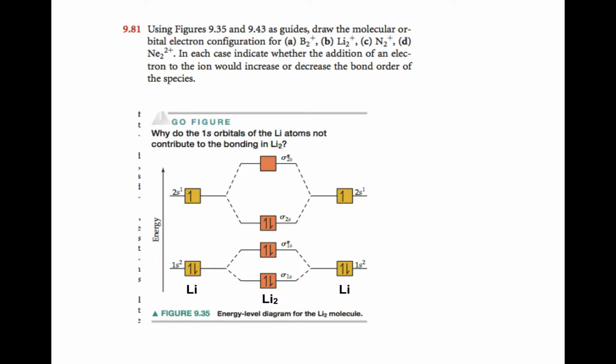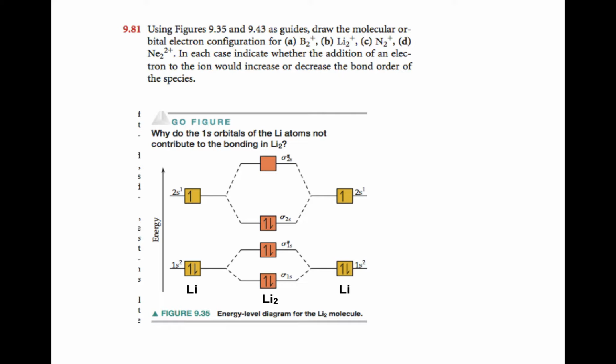When you overlap the 1s of lithium with the 1s of another lithium, we create two molecular orbitals, one bonding and one antibonding. So the two electrons in the 1s of one lithium and the two electrons in the 1s of the other lithium create 4 electrons, and these electrons have to be somewhere. So 2 of them are going to be in the bonding orbital and 2 of them are going to be in the antibonding orbital. Now we go to the second energy level.